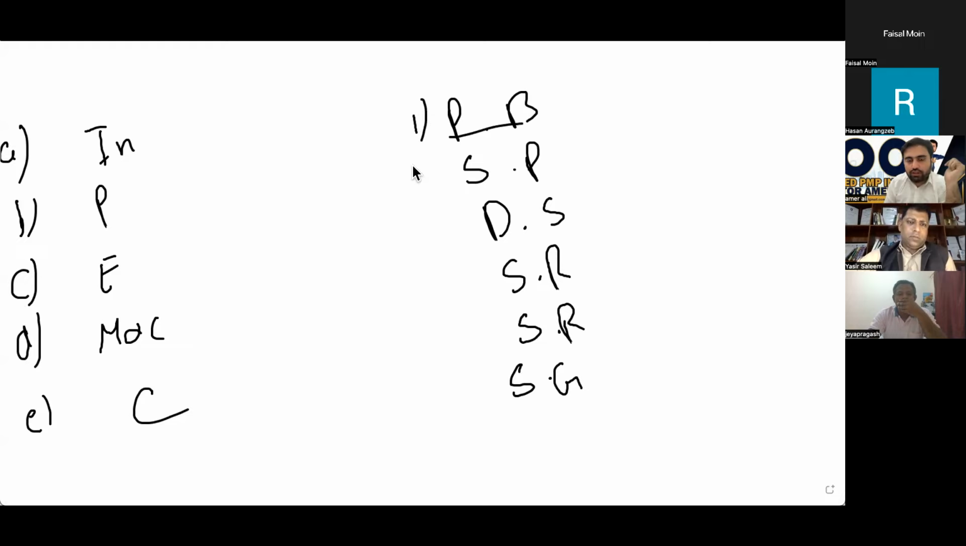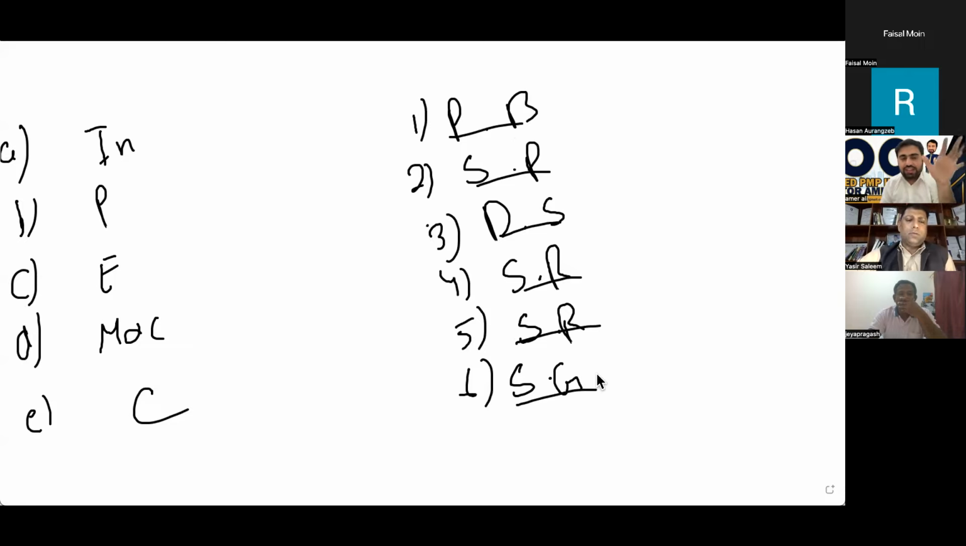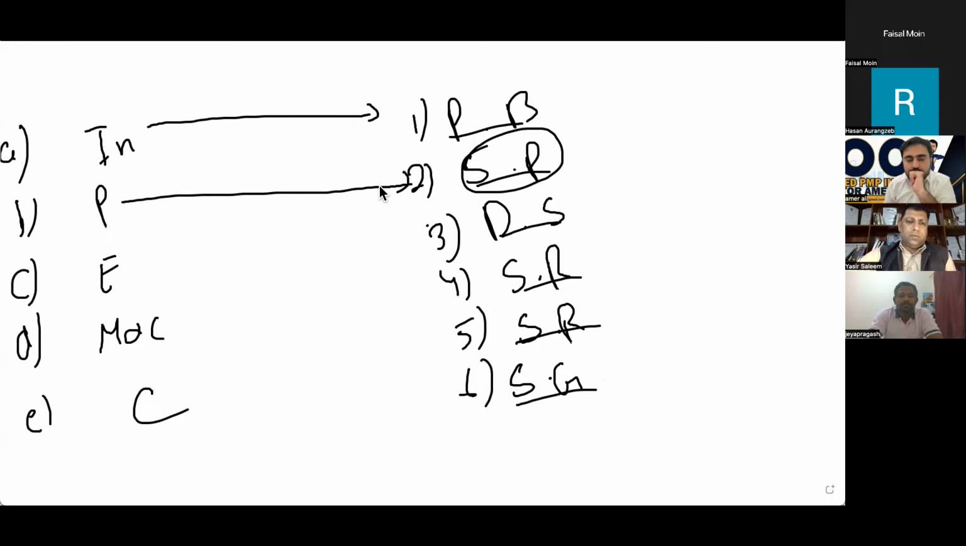This is product backlog. This is sprint planning. This is daily stand-up. This is sprint review. This is sprint retrospective. And this is sprint goal. Okay, match it. Now, go ahead, my brother. How will you match it? Sir, A1. Okay, A1. B2. Sprint planning happens in planning. Okay, B2. Yeah. Execution is C3.